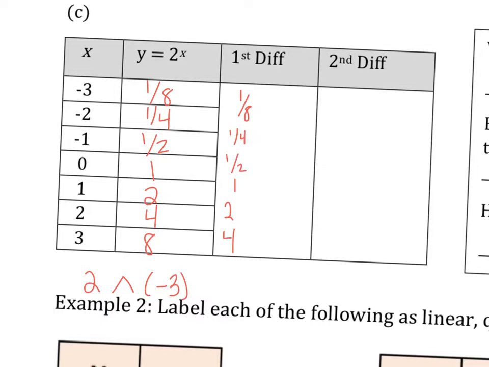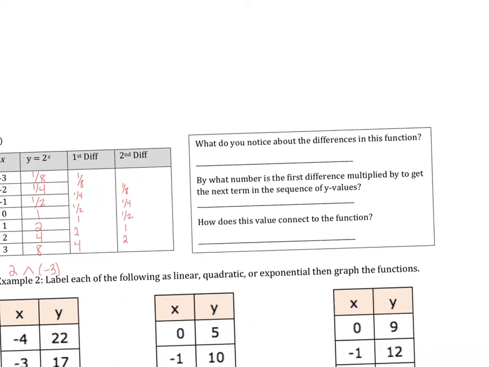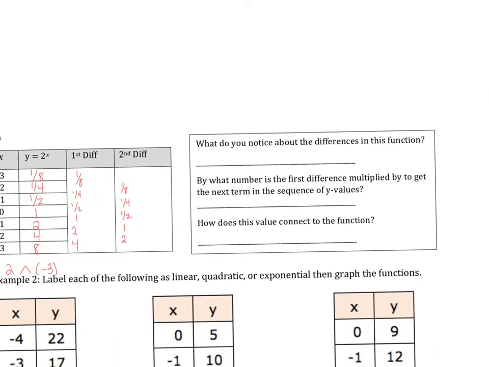So let's go ahead and find our second difference. Between 1/8 and 1/4 is 1/8. 1/4 and 1/2 is 1/4. 1/2 and 1 is 1/2. 1 and 2 is 1, and 2 and 4 is 2. So once again, we do not see a constant second difference. So this is also not quadratic. So let's go over here and look at our table. It says, what do you notice about the differences in this function? Well, they're not constant. And so far we haven't learned what to do there if they're not constant.